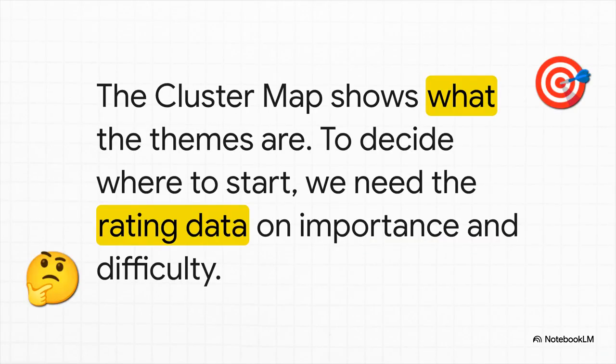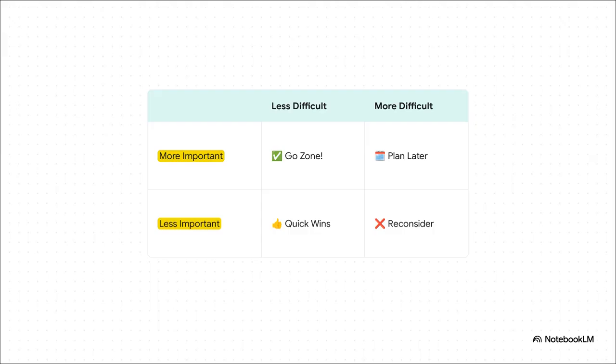Okay, this is a really key transition. The cluster map is fantastic. It tells us what the main themes are, but it doesn't tell us where to start. To get our actual action plan, we need to bring back that rating data we collected on importance and difficulty. And boom, here's the payoff.